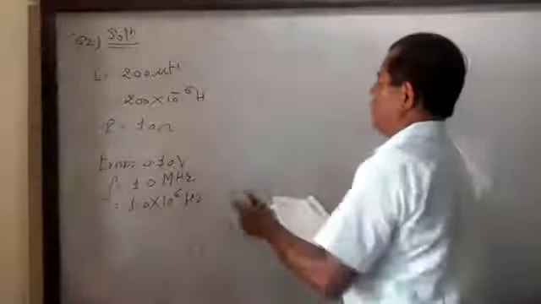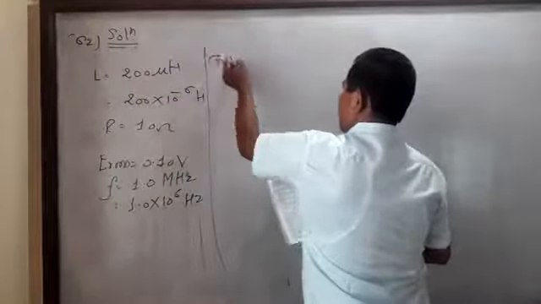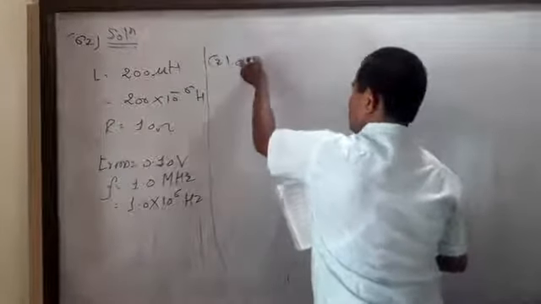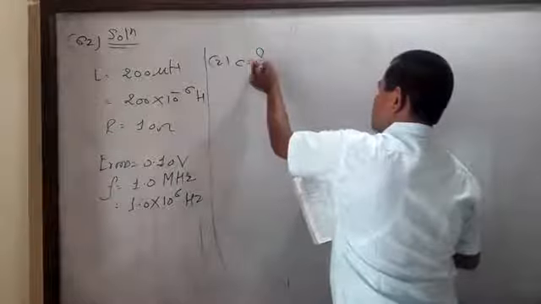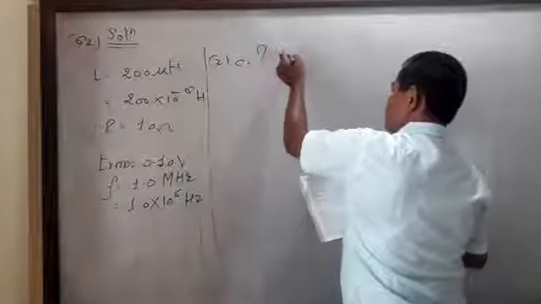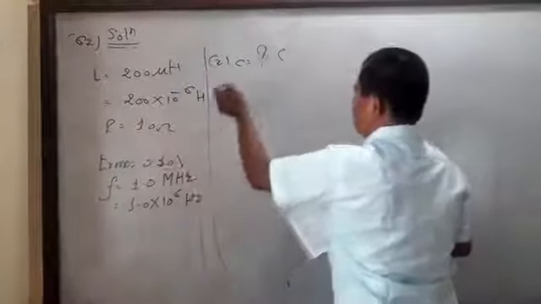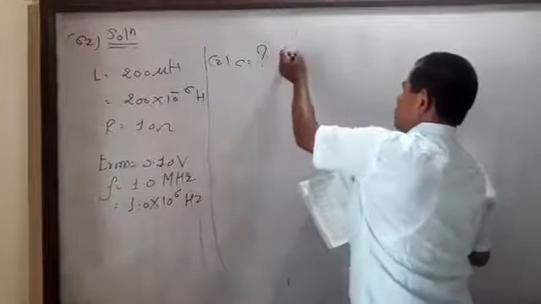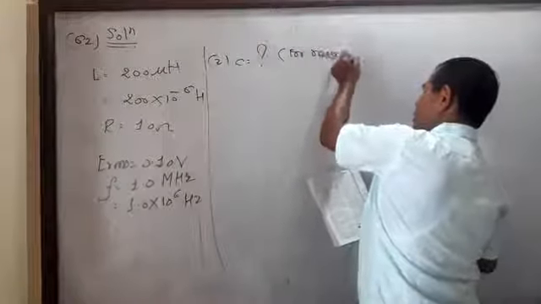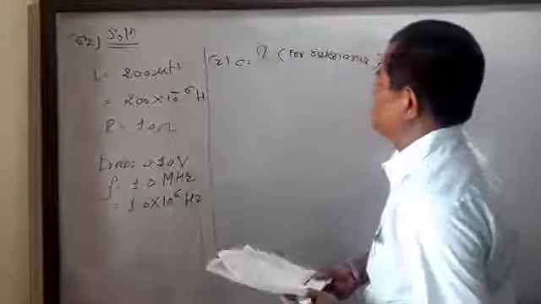Means you have to find what C is equal to for resonance. This is the resonant frequency. Then we have to find C for resonance.